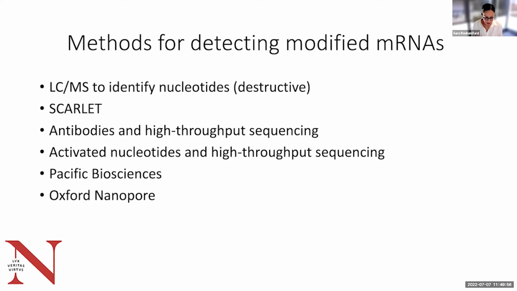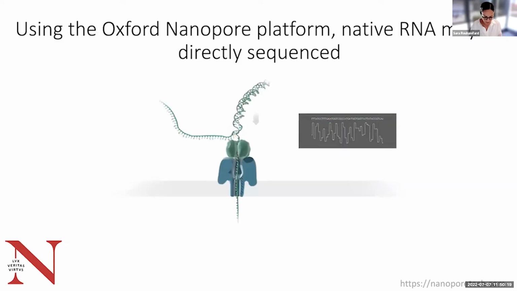PacBio also has a method to detect M6A residues. So in this method, really briefly, they enzymatically introduce a C to U deamination at sites adjacent to the M6A residues. And then you can detect it by cDNA sequencing. And then finally, we have the Oxford Nanopore direct RNA sequencing, which I'll talk about now for the rest of the talk.